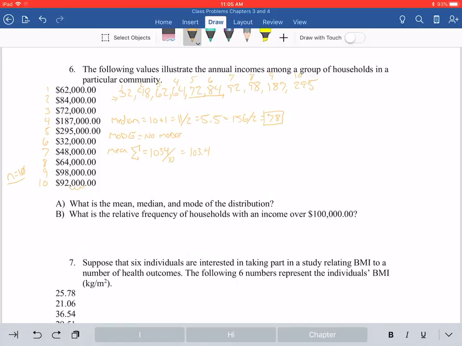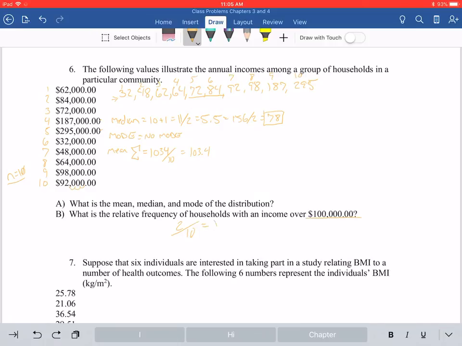B, what is the relative frequency of households with an income over 100,000? So this one, a lot of times it trips people up. What we're looking for is the relative frequency. Frequency you can kind of think of as the percentage. What percentage of households have an income of over 100,000? So when we look at our data set over 100,000, there's only 2 households that really fit the bill there, right? Only those 2. And there's 10 total, so 2 of these households out of 10 fit the bill.